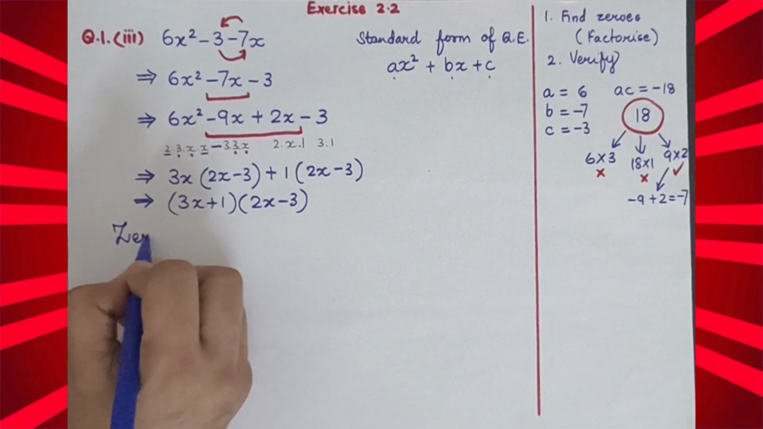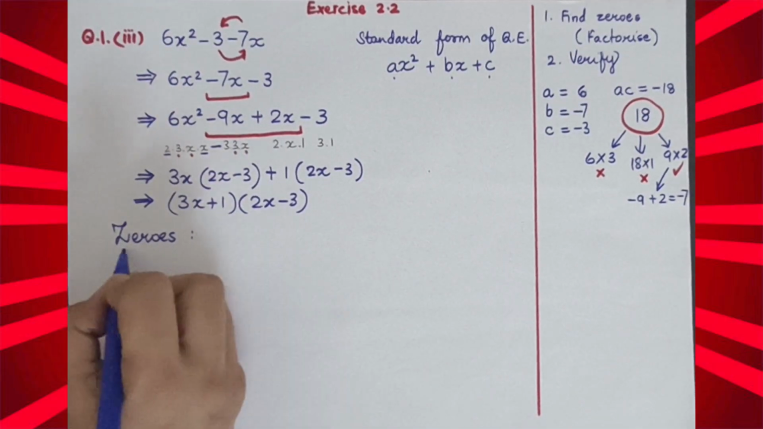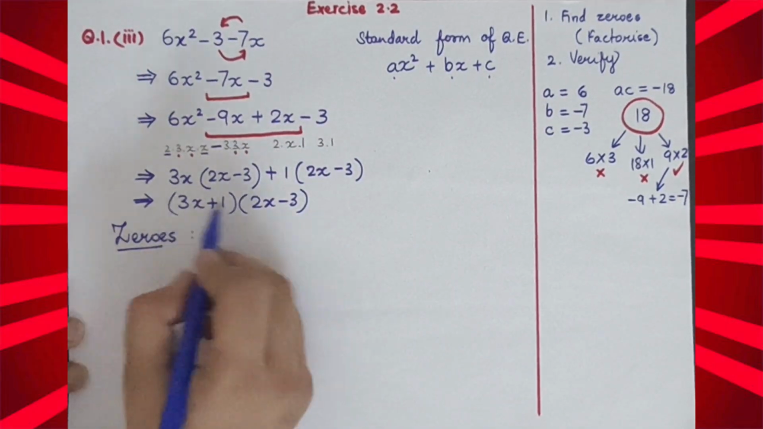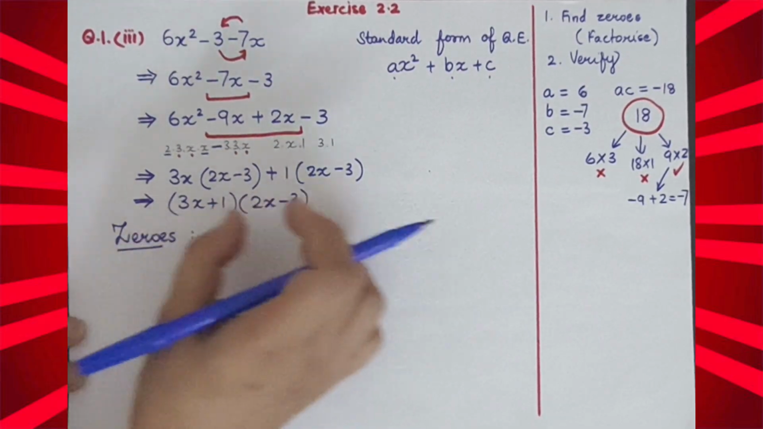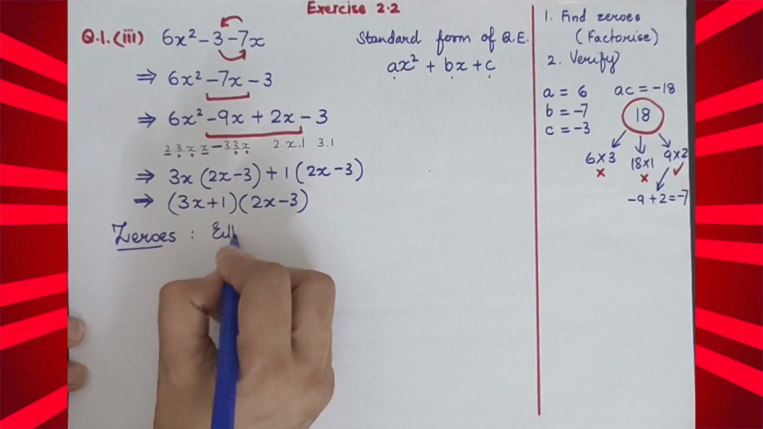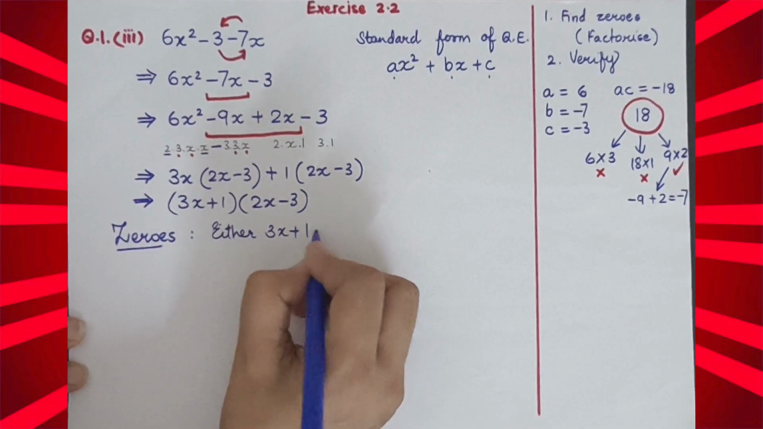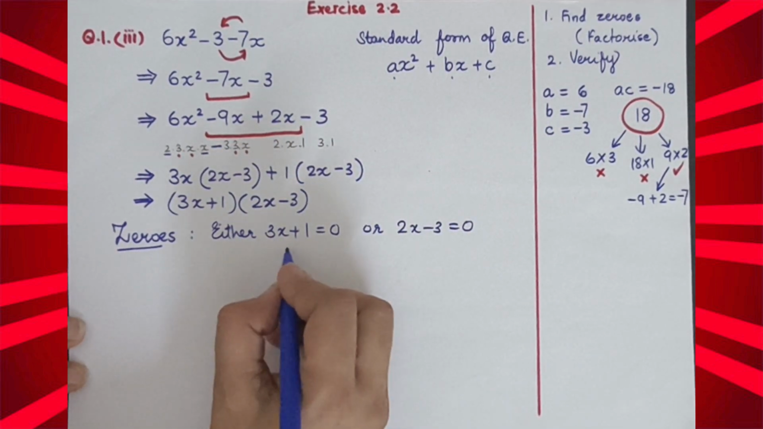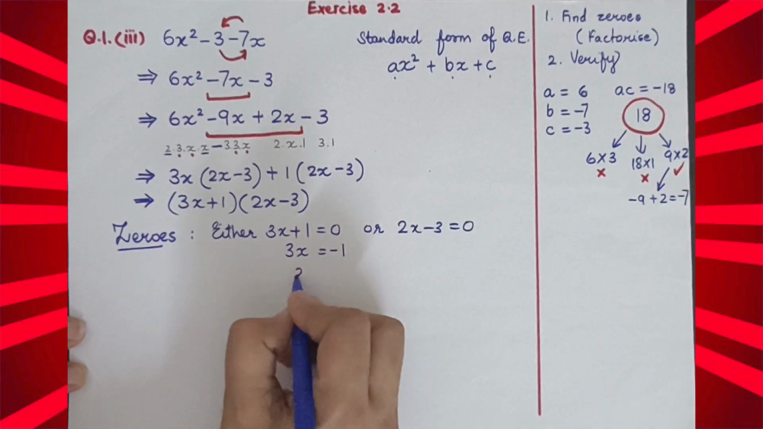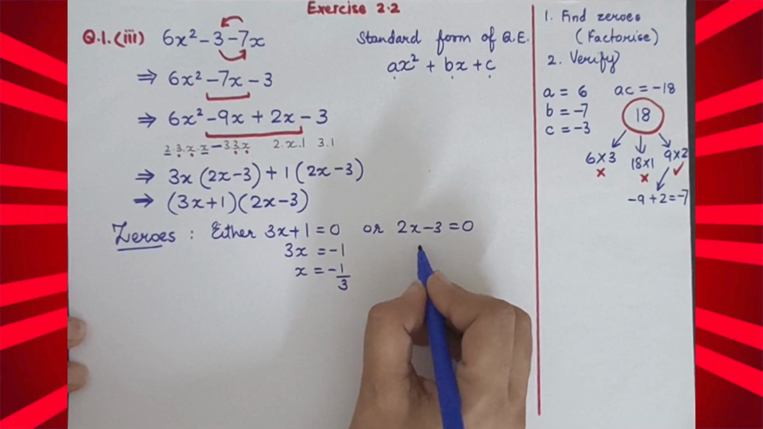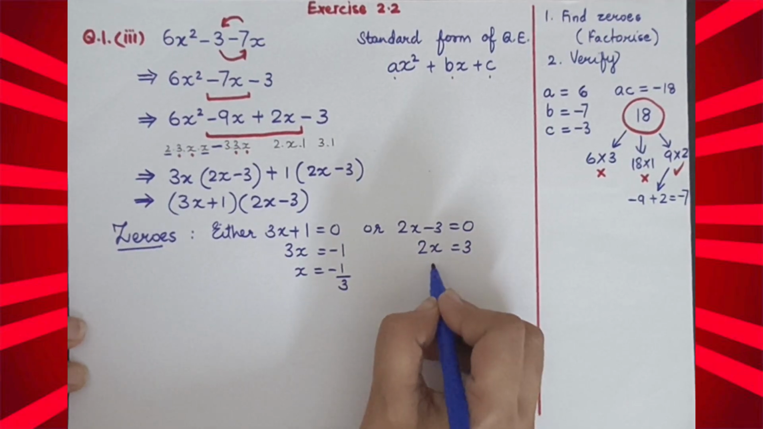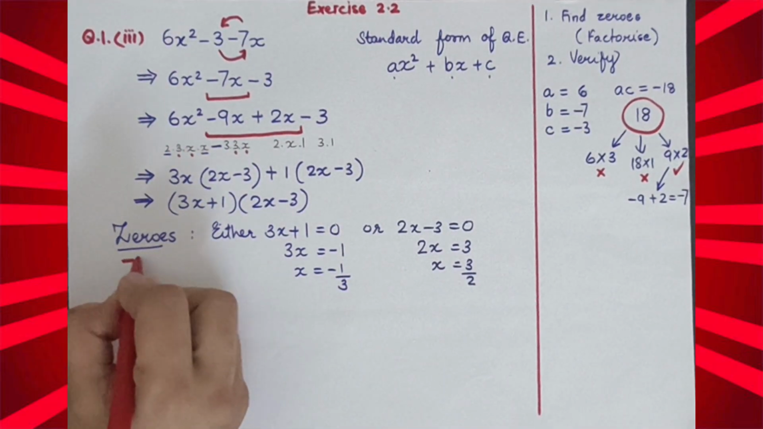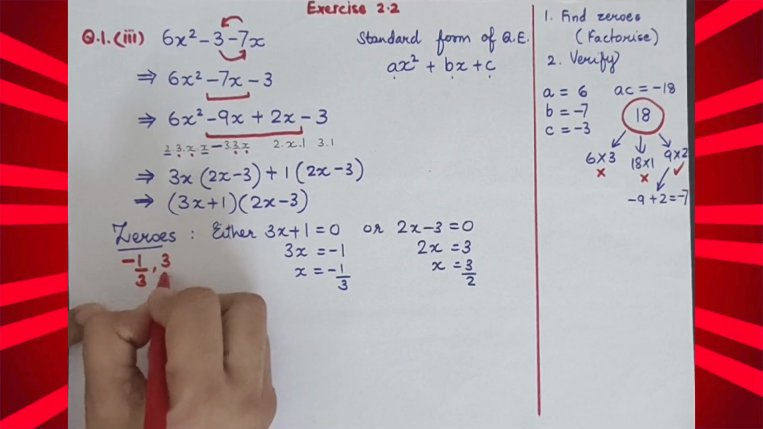Now to find the zeros, as we have already seen, zeros means the values of x which can make the entire polynomial equal to 0. If we multiply these two factors and we want the product to be equal to 0, then at least any one of them should be 0. Either 3x plus 1 should be 0 or 2x minus 3 should be 0. Since it is a quadratic polynomial, whenever we find the zeros, we always have two zeros, that is two values of x. So x equals minus 1 by 3, and the second value is x equals 3 by 2. So the zeros are minus 1 by 3 and 3 by 2.